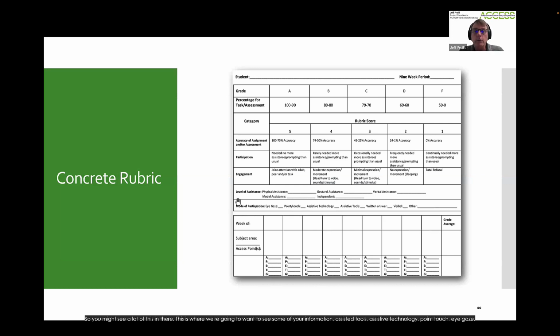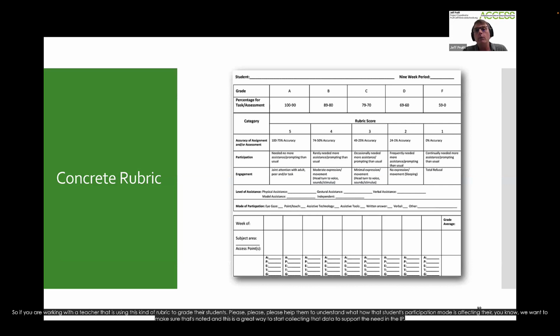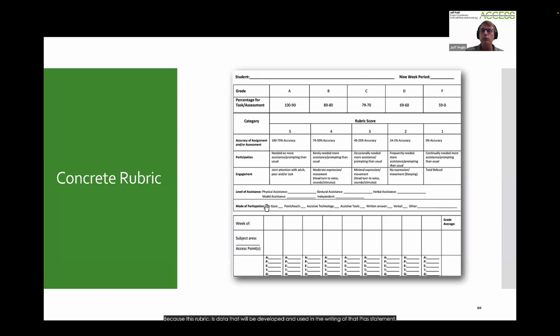This is where we're going to want to see some of your information. Assistive tools, assistive technology, point touch, eye gaze. So if you are working with a teacher that is using this kind of rubric to grade their students, please, please, please help them to understand how that student's participation mode is affecting their grade. We want to make sure that's noted. And this is a great way to start collecting that data to support the need in the IEP, because this rubric is data that will be developed and used in the writing of that PLAF statement.